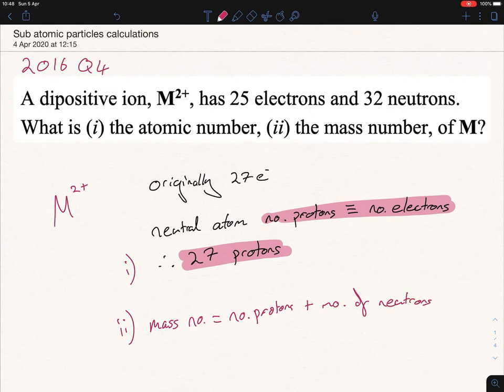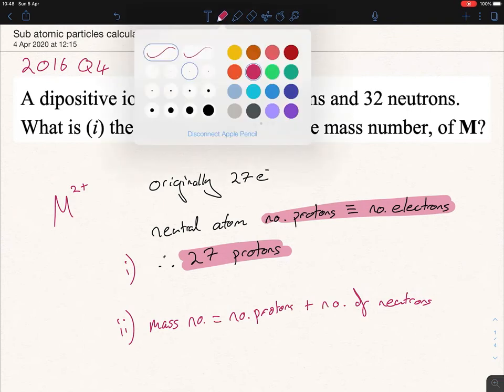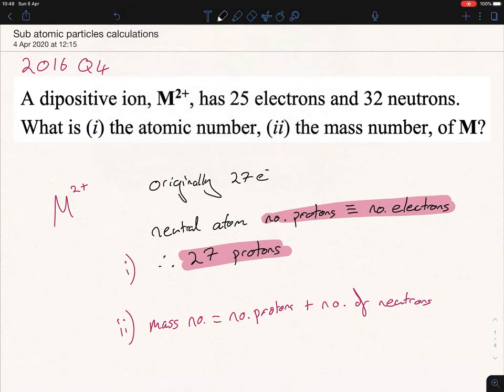You should already be told the number of neutrons, otherwise we won't be able to figure it out. So we know we have 27 protons first of all, so that's 27 plus, and up here you can see that there's 32 neutrons. So we add in our 32. When you add those together, you're going to get 59. So 59 is the mass number.